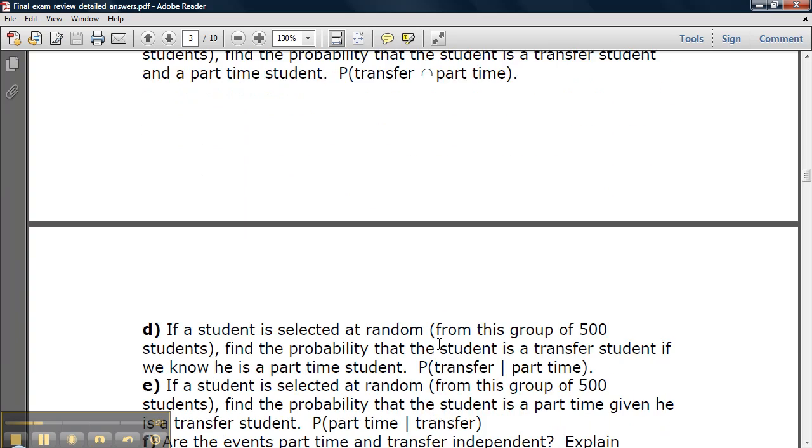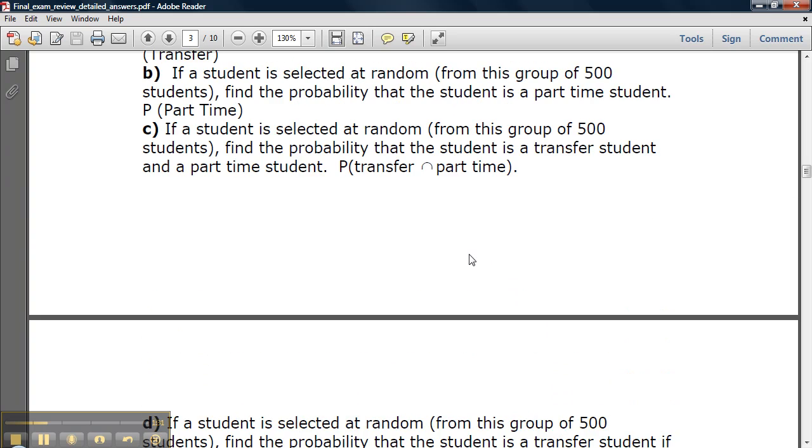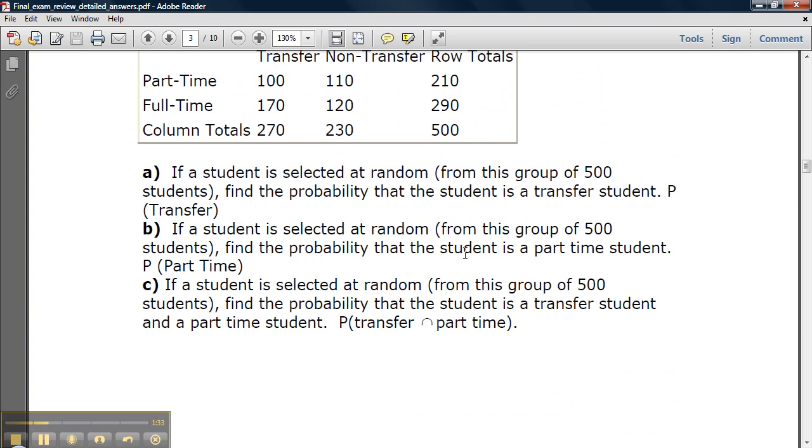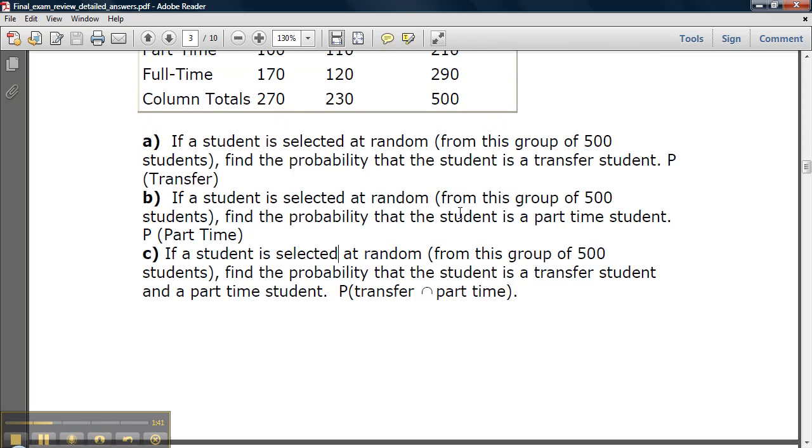Part D says transfer student. This line means given. That's conditional probability. So we want the transfer student given that the student is part-time. So I'm only looking at part-time students now. Part-time students here, 210. Transfer, 100. So it's 100 out of 210.